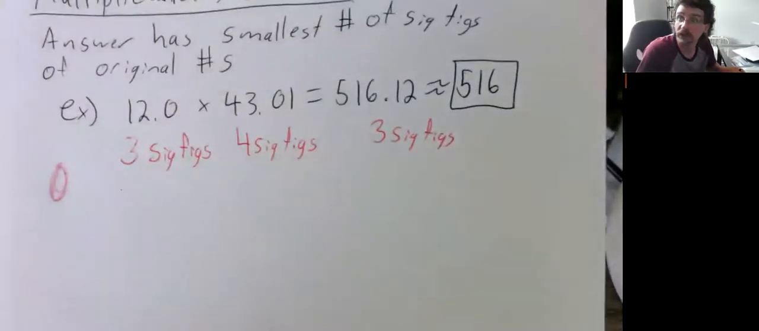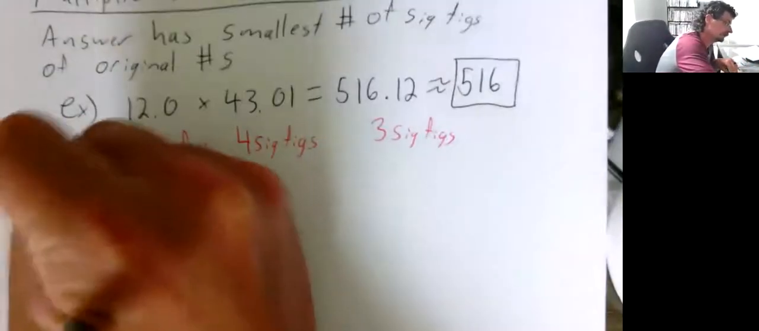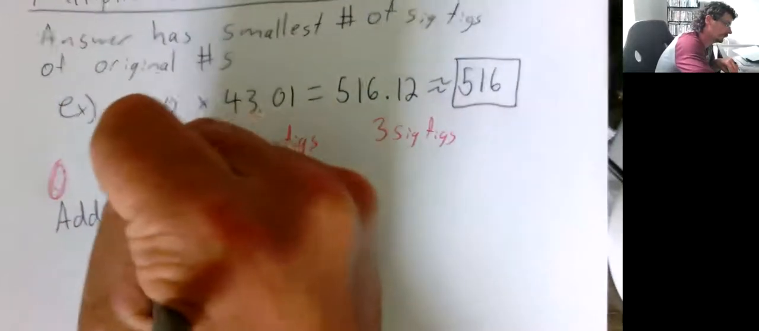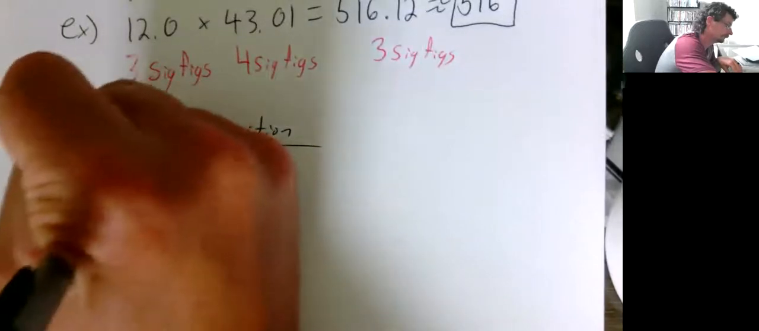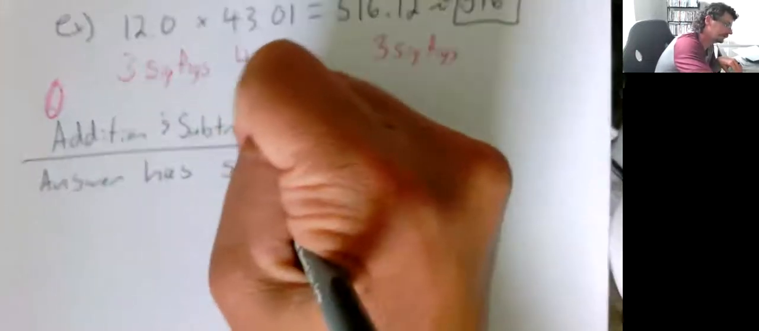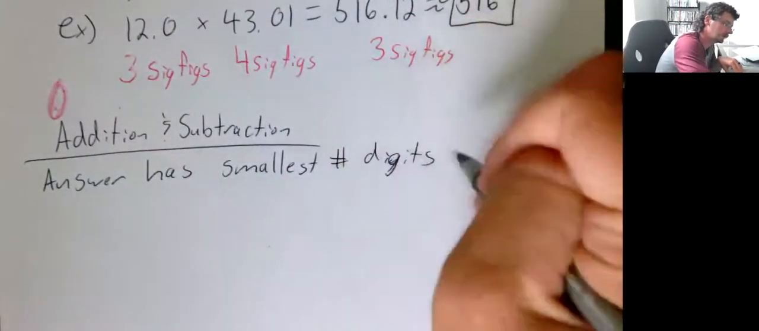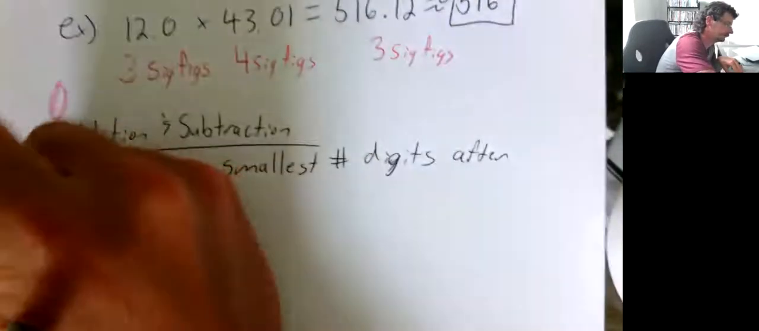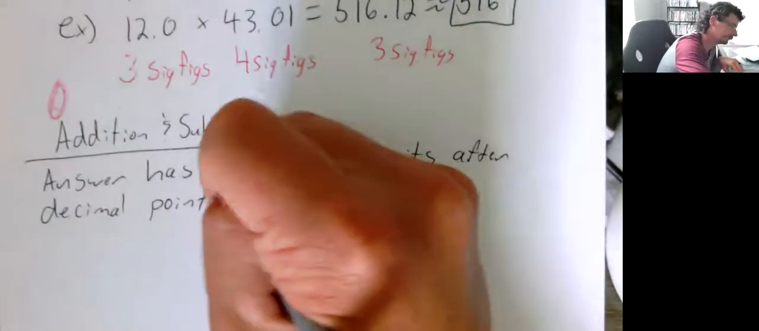Okay. But what about addition and subtraction? Addition and subtraction has nothing to do with the original amounts of significant figures, but we are keeping track of digits after the decimal. So with addition and subtraction, our answer has the smallest number of digits after the decimal of our original numbers.